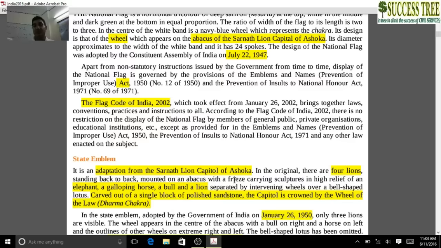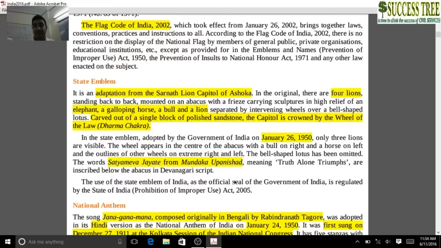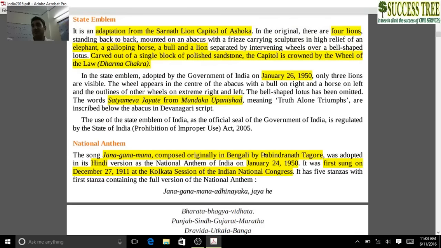Now they are carved out of a single block of polished sandstone. The same block has been carved out and formed this emblem. Then you can see the chakra is a wheel of law. Even the Dharam Chakra Parivartan is one of the stages of the Buddha. In the initial sects of Buddhism, you find Hinayana. These people didn't represent the Buddha in the form of images; they used symbols.